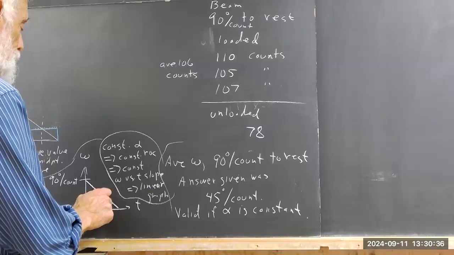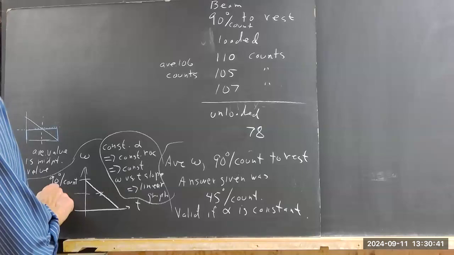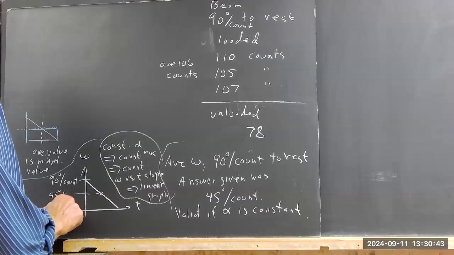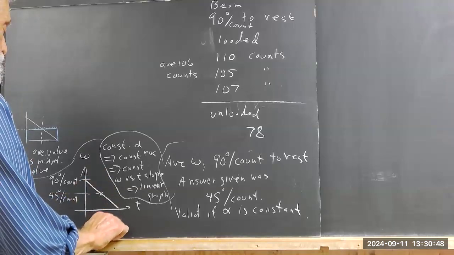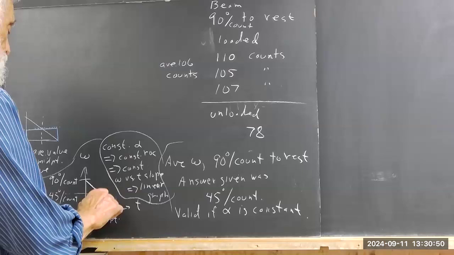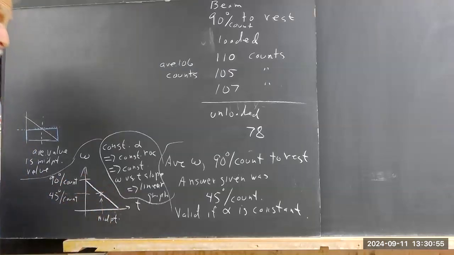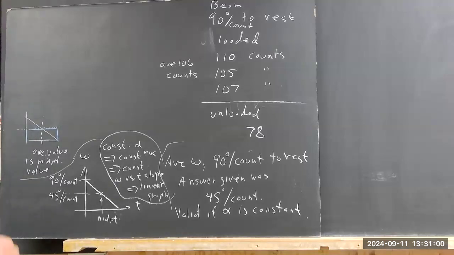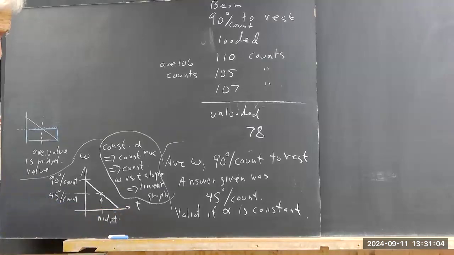This tells us that the average value occurs at the midpoint. That's happening between here and there now. Okay, does that make sense? So once that makes sense, well, let's make sure that makes sense.